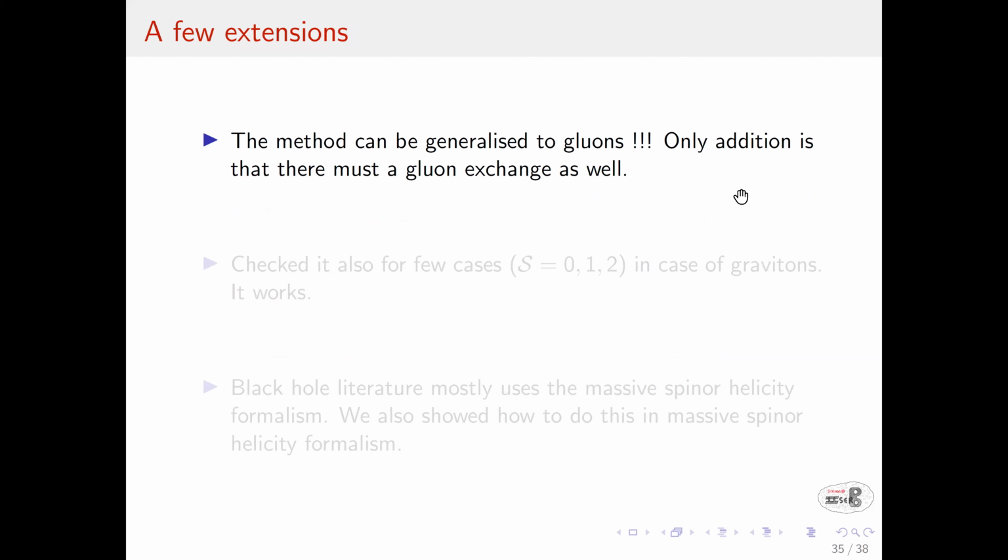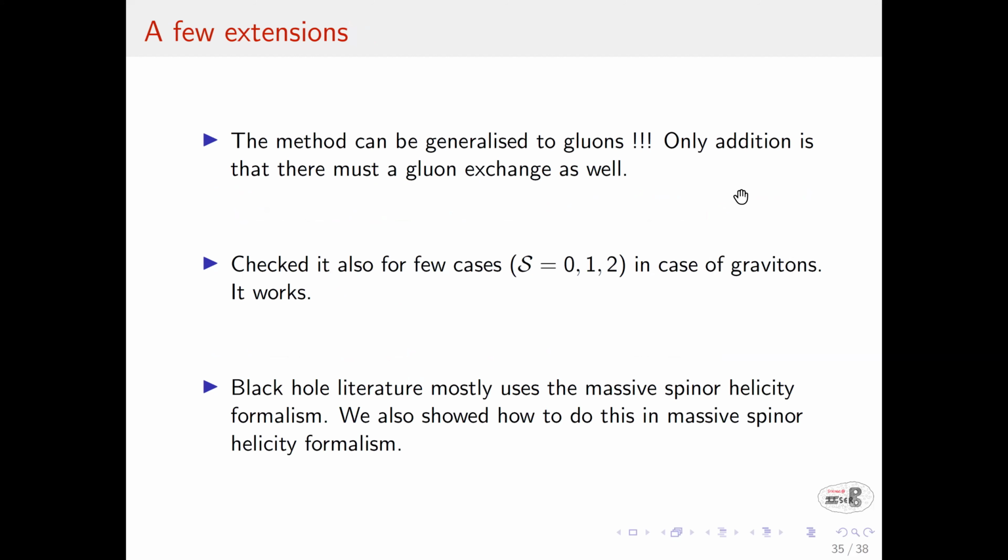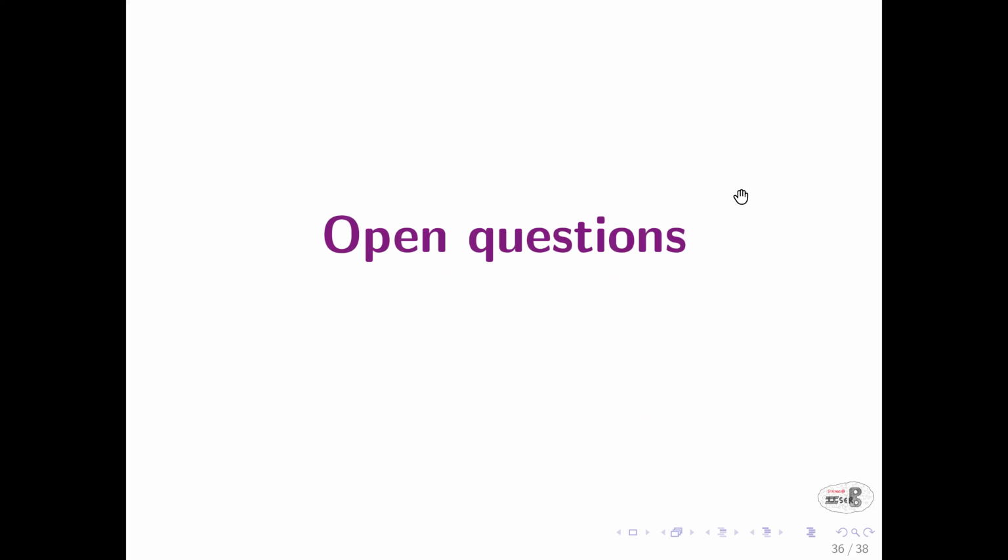We could check it for gluons, it works. We could check it for gravitons, again it works. As I said, in the black hole literature, there is this huge result on the spinor-helicity formalism, and I kind of feel people are missing this point. They're using a propagator which they probably should not be using. If you use this formalism, it works for the spinor-helicity formalism. But this is only an observation. It is not a precise answer.